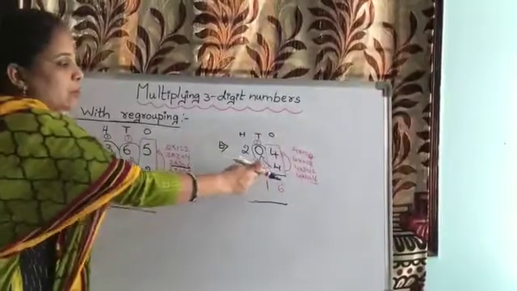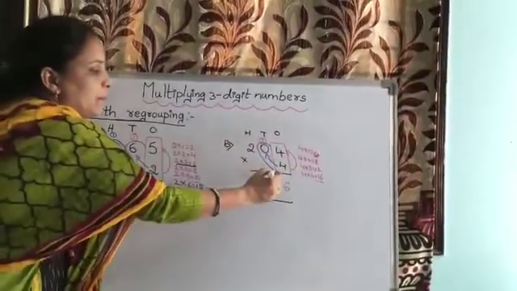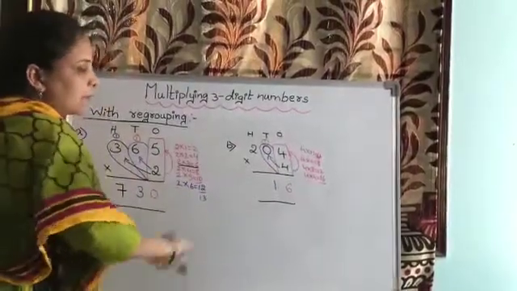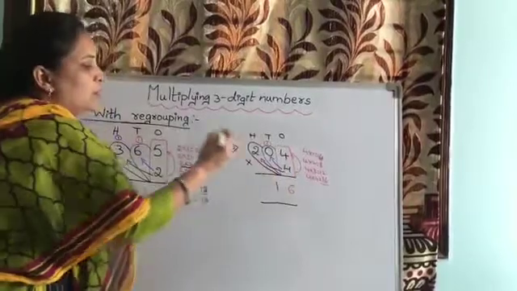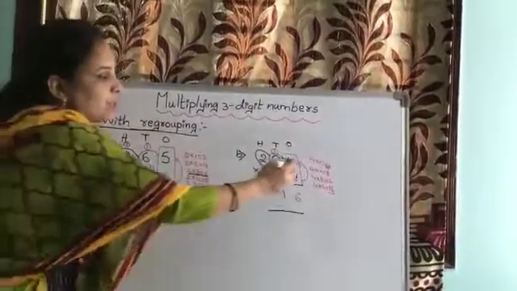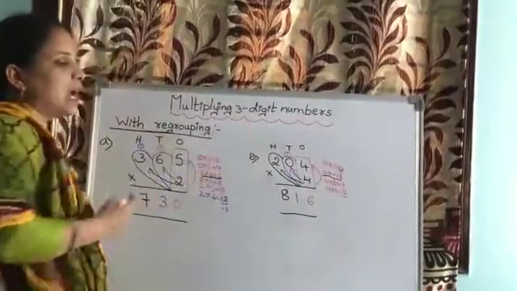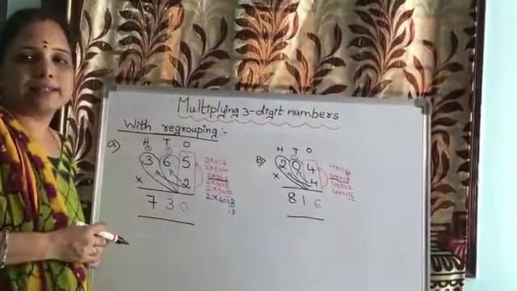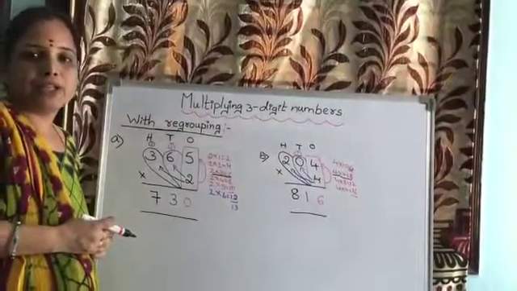Now after completion of multiplication in tens place digit, now you have to multiply hundreds place digit. That is, you should multiply 4 and 2 here. Now 4 2s are how much, children? 4 2s are 8. So we got the answer here, 816. In this way you have to do the sums in multiplication, children.